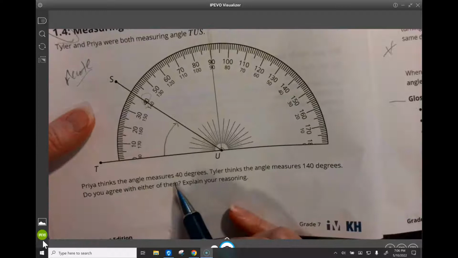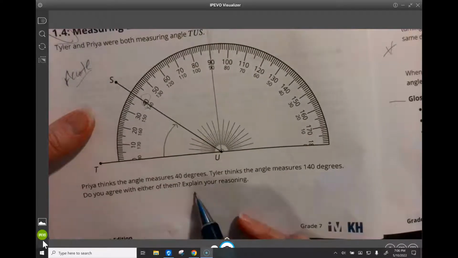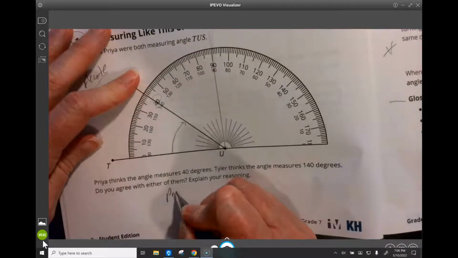Priya thinks the angle measures 40 degrees. Tyler thinks the angle measures 140. Do you agree with either of them? Explain your reasoning. Well, Priya is right. We've already talked about that.